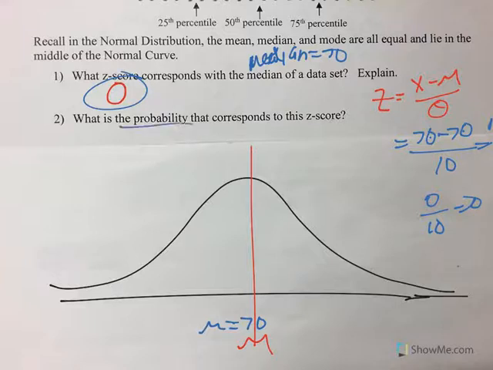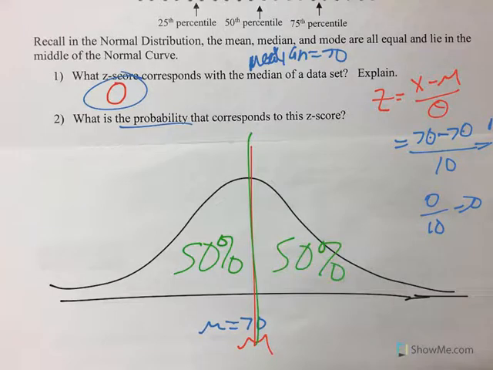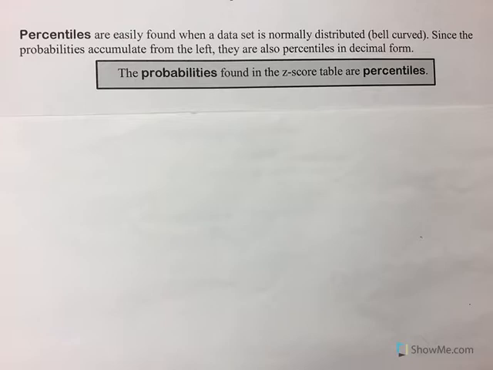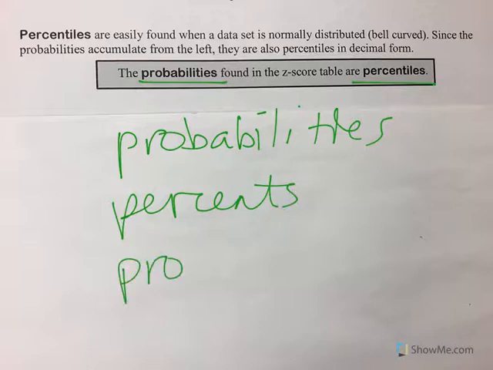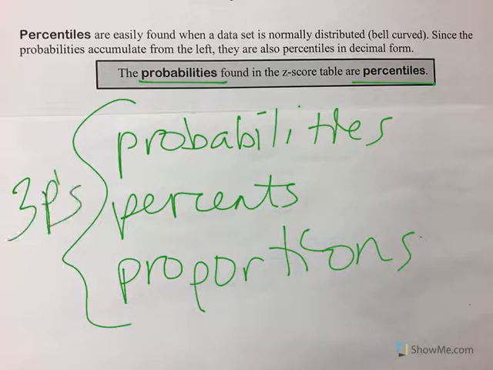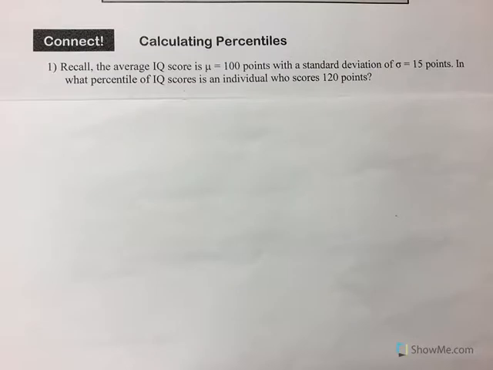And what probability will correspond to this? Well, think about what this line represents. It cuts it in half. There's 50% of data on each side, so the probability that corresponds to a z-score of 0 is 50%. So probabilities found in the z-score table are percentiles. We talk about them as probabilities, as percents or percentiles, and as proportions. I call them the 3 Ps because they're kind of interchangeable.